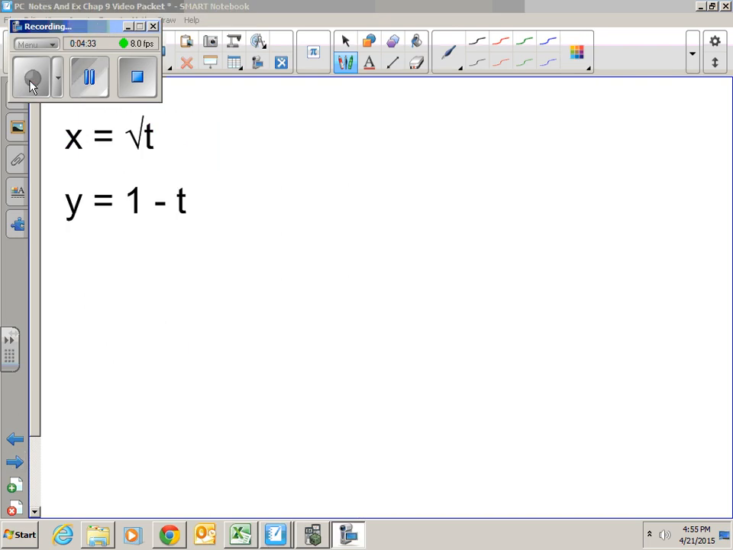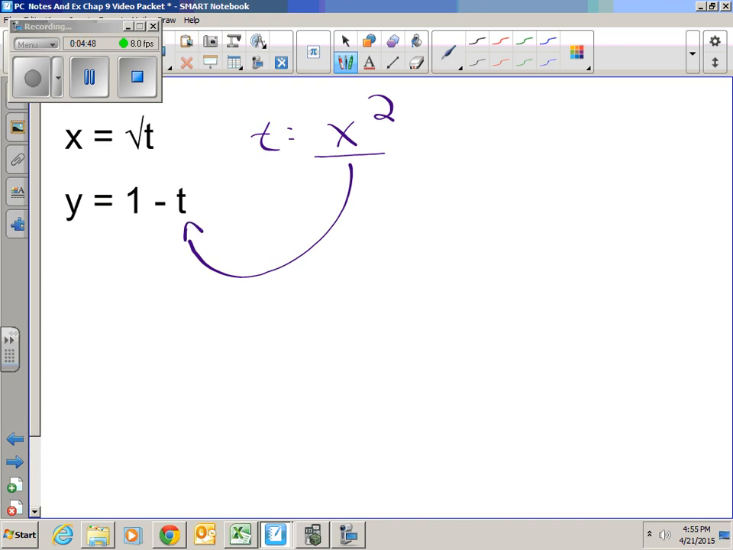Let's try another one. Let's solve the first equation, x equals root t, for t. I'm going to do that by squaring both sides, so t equals x squared. Now I'm going to take this t, which is x squared, and plug it in here. So y is equal to 1 minus x squared.